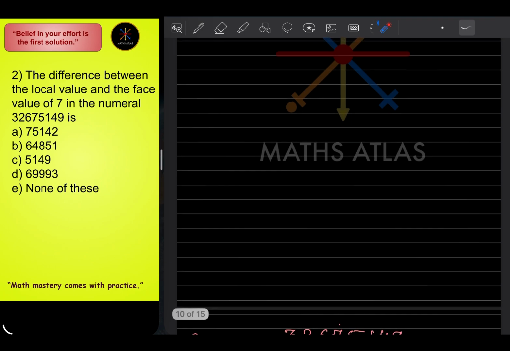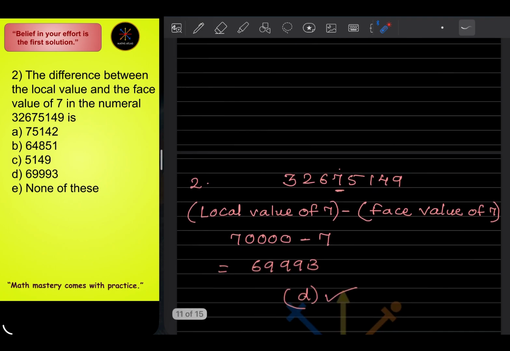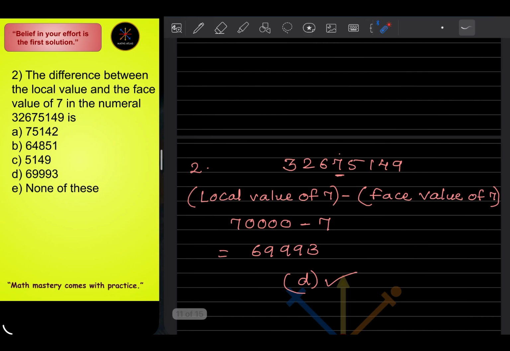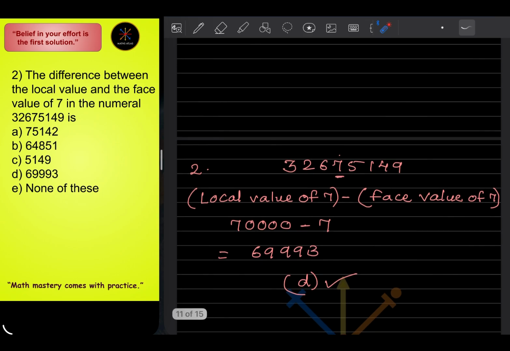Now let us see question number 2. The difference between the local value and the face value of 7 in the numeral. This is the numeral given. So here, you can see the 7. What is the difference between them? Difference means you have to subtract.